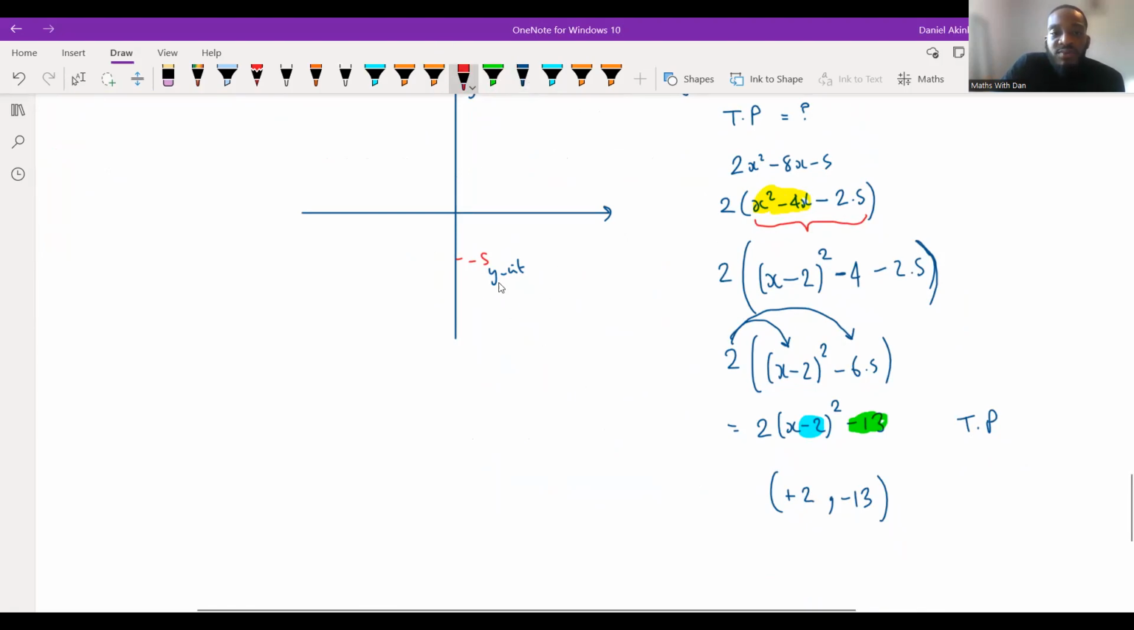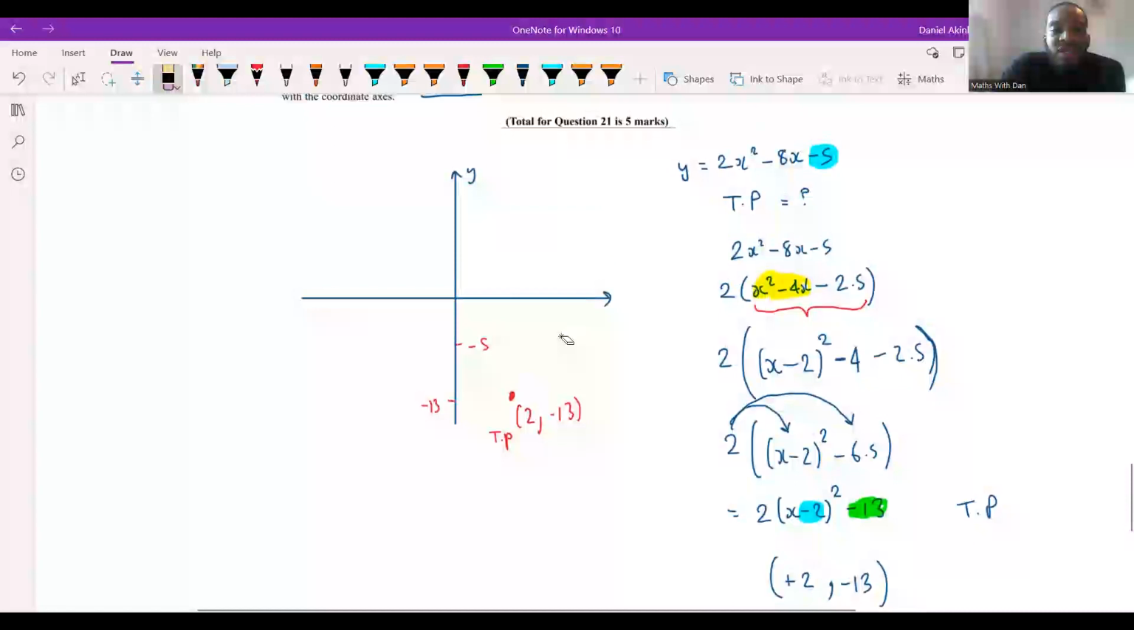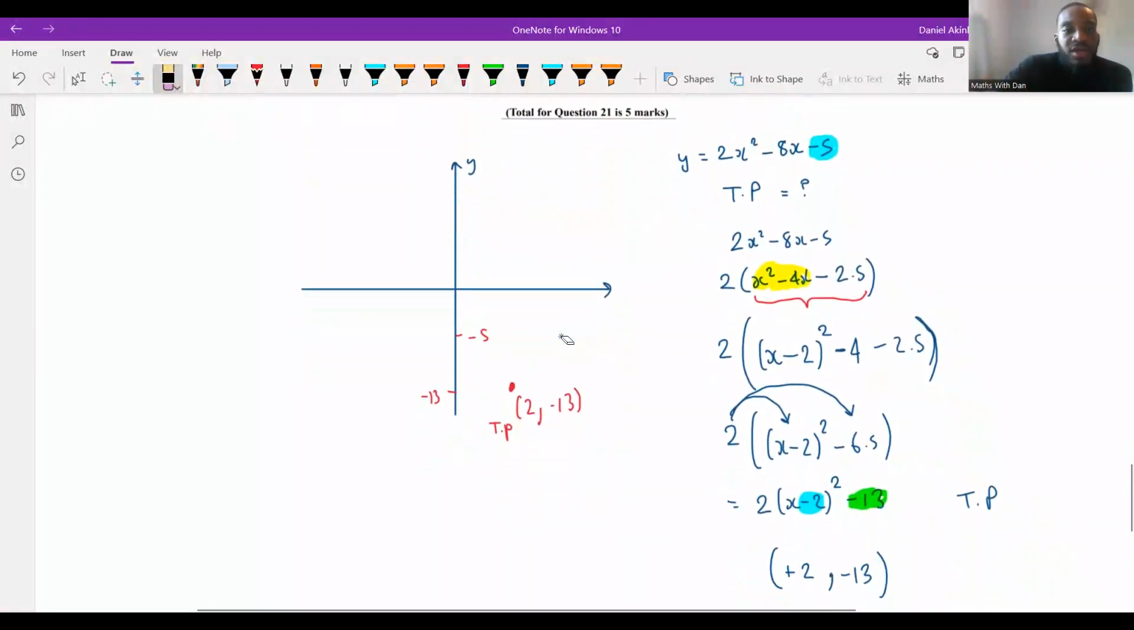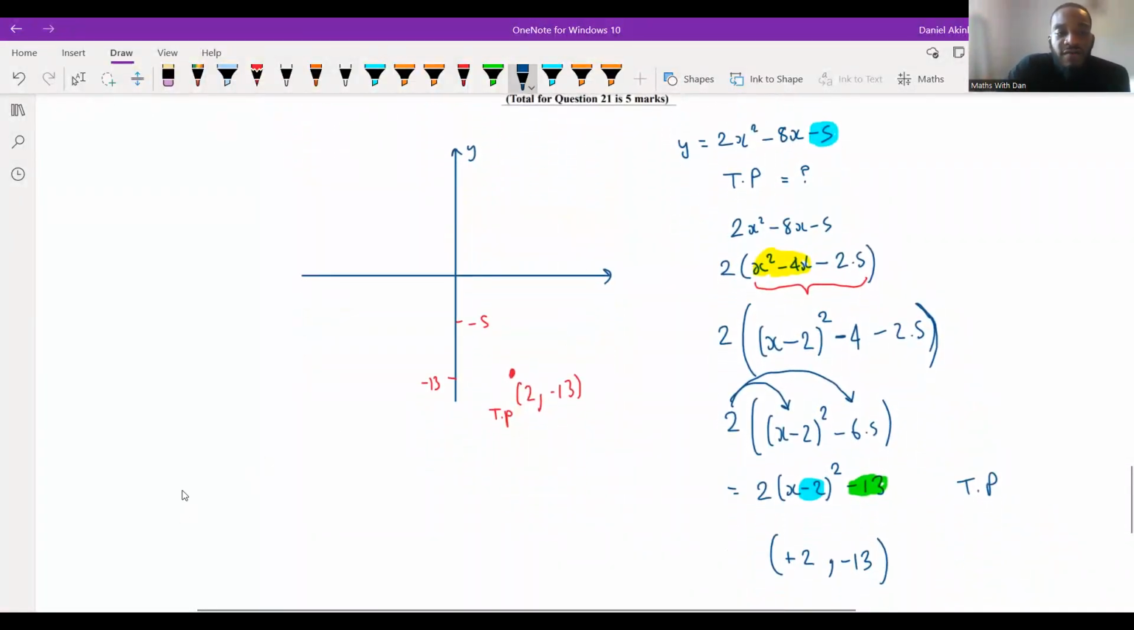So, roughly speaking, if -5 is here, -13 must be somewhere down here for sure. Let's just say 2 is here, for example. The turning point would be like this, isn't it? This will be the turning point: 2, -13. So now we've got two parts done. We've got the y-intercept, and we've got the turning point. Now we need to figure out what the x-intercepts are. Now, the x-intercepts of any graph, right?